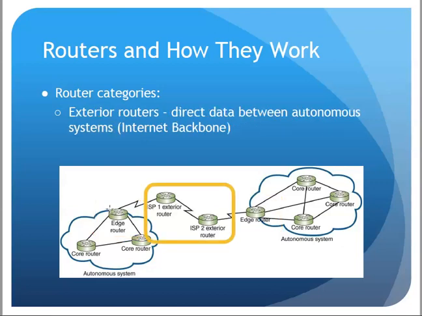Your exterior routers are the ones that your ISP, your network service provider, is using to basically move data across the internet backbone. These would be the ISP type routers moving traffic between our LAN, some other company's LAN, this school's LAN, that school's LAN, moving all the traffic between them.